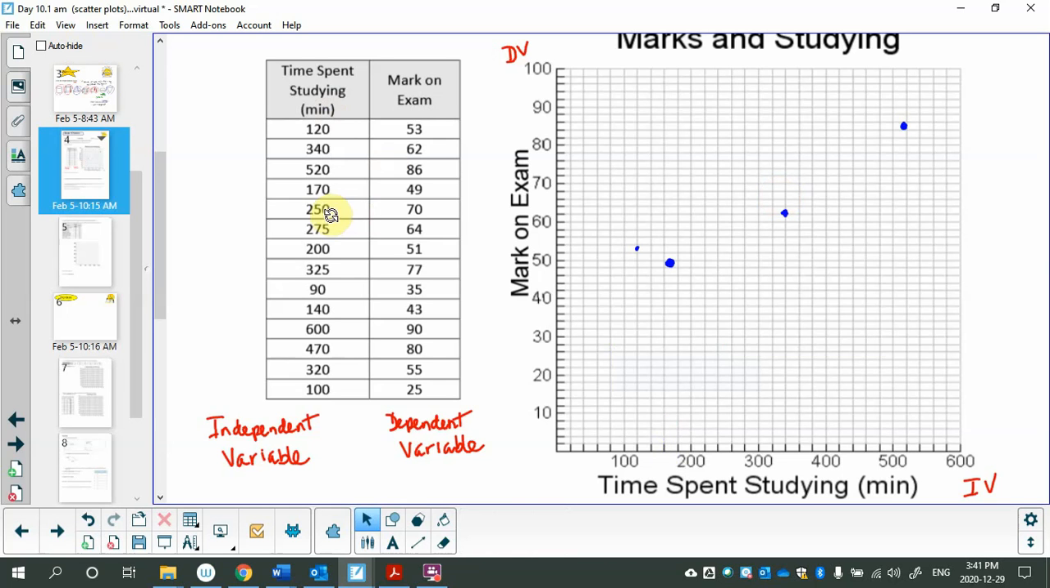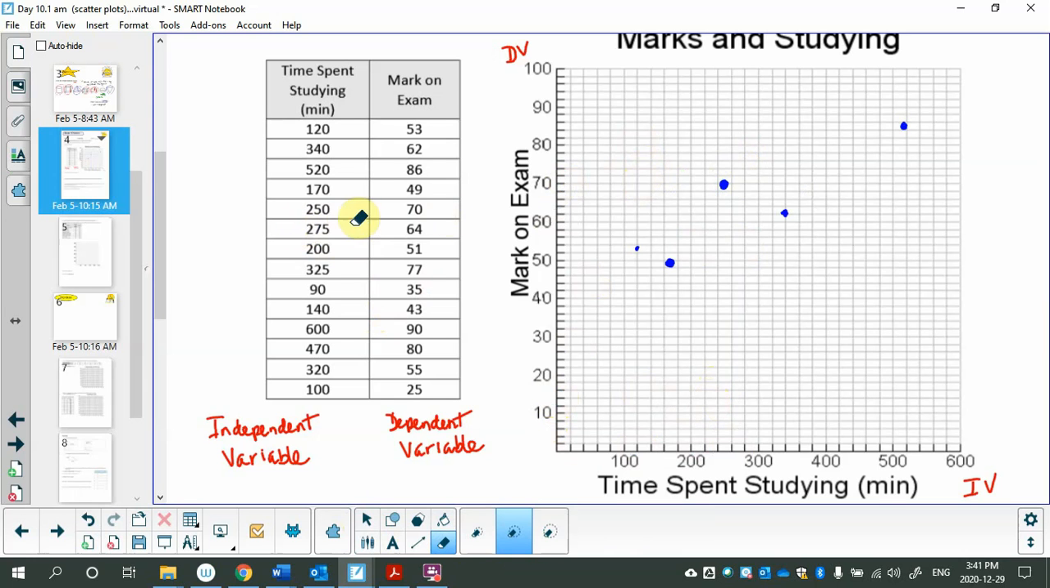I'll do one more. 250. For 20, 40, 50. And 70. Oh, that's easy. And a little bit too far. Pause so I can get my dot separated from the lines. Hey, that worked that time. Okay, so I'm going to pause and I'll come back when I'm done all the dots.